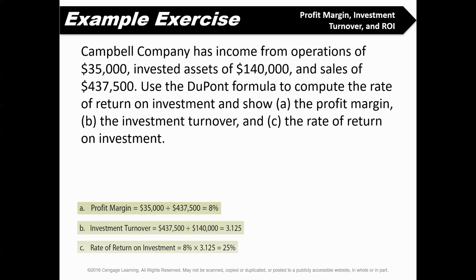So again, just like this example is written out, the first thing you do is your profit margin calculation. Then you would do your investment turnover calculation. And those two calculations will give you your rate of return on your investment when you multiply those two together.